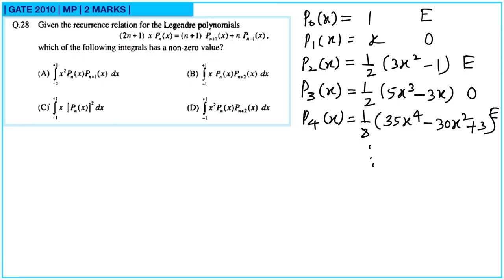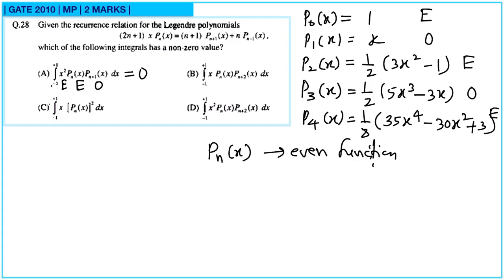Now for the first case, this is x square. That means this function is even function. Now we will assume that Pn of x is even function. Now n plus 1, that means next polynomial, it will be odd definitely. So even, even, odd. That means this will be 0 because this interval is from minus 1 to plus 1. So in that interval, if we are having an odd function, then this integral is going to give us 0 value.